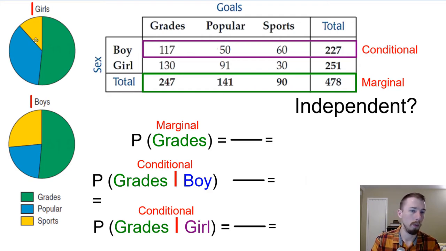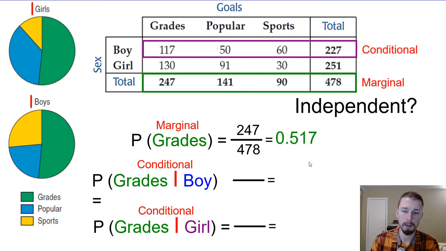All right, so graphically speaking here, we kind of looked at this yesterday. These were the goals for the boys and the girls, the 4th, 5th, and 6th graders, I believe, from Michigan. So if we have our marginal distribution overall, we're going to look at grades here. So what percent overall thought grades were most important? Well, the marginal is going to be, for grades, 247 out of the 478, which is 51.7%.